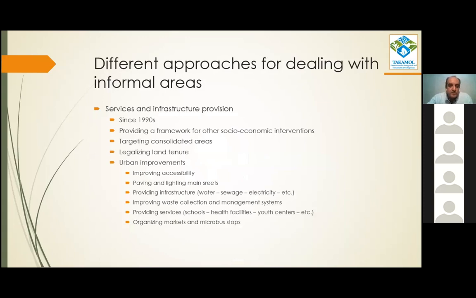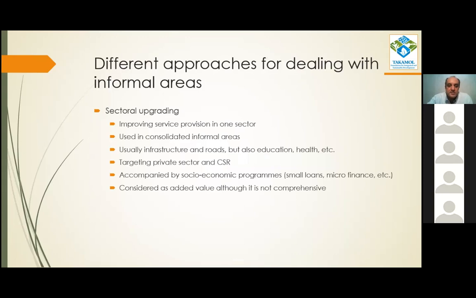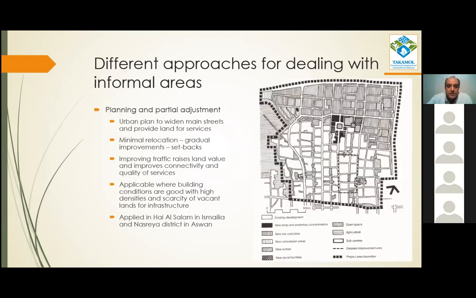So we have some different approaches for dealing with informal areas. The first one is services and infrastructure provision. The second one is sectoral upgrading, for example, providing schools by the Ministry of Education, providing health units by the Ministry of Health, and so on. Of course, this is not a comprehensive approach, but it's considered an added value to the area anyway. Then we have the approach of planning and partial adjustment, and this is the famous example of Hay Salam in Ismailia, where the white one was the original area, and this was the extension area that was vacant, and it was planned.